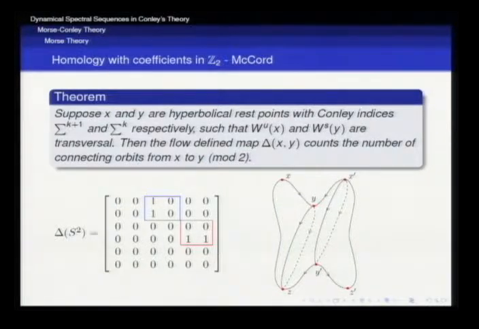That unstable manifolds are transversal. Then the flow-defined map delta xy counts the number of connecting orbits from x to y mod 2. So that's how we would use the matrix here, not over Z, but over Z2.